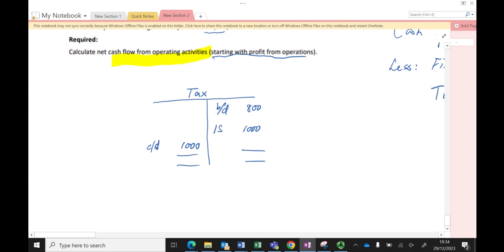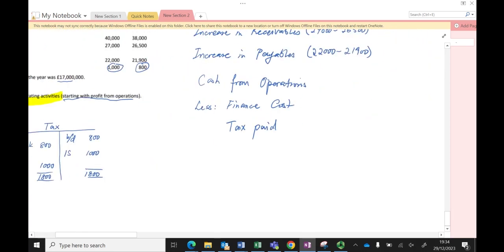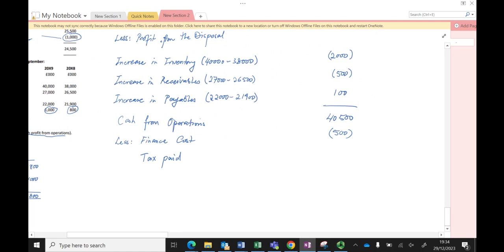And now we need to find out how much tax has actually been paid, that what was the cash outflow. So the heavier side is the credit side, 1,800. 1,800, take away 1,000, and that is 800, and this is bank. So the double entry for this is tax account is debit by 800 and bank account is credit by 800. So £800 is the amount that has been paid to the tax authority.